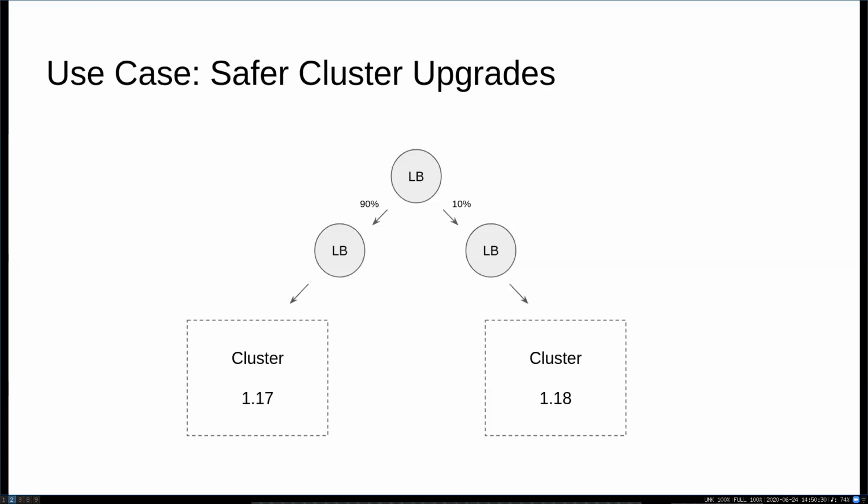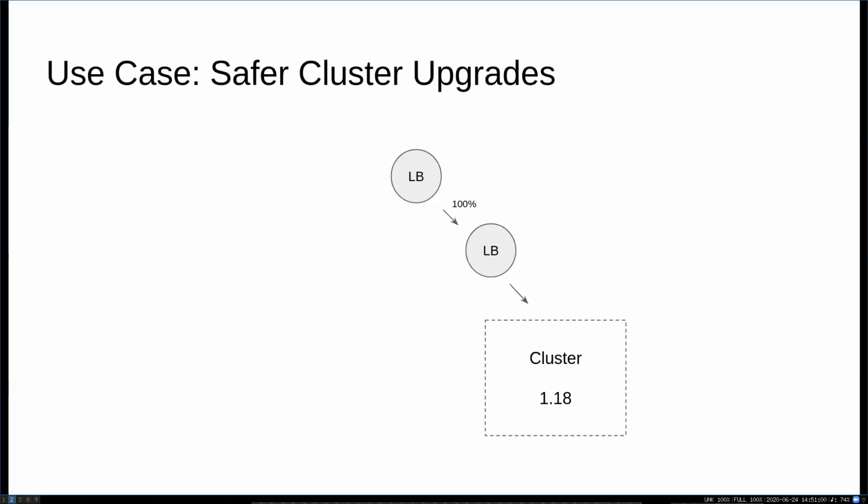It will deploy the application, start with 10% of the traffic there, and then gradually shift so that you end up with 90% of the traffic there. And then when you're happy, you just get rid of the 1.17 cluster. This will allow you to have a, probably, safer transition to a new cluster. I'm using a Kubernetes version as an example, but it could be any big change to the cluster setup.